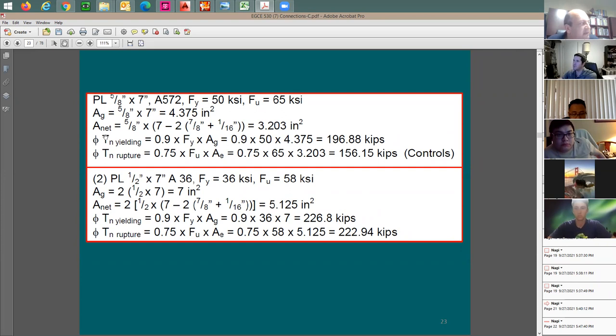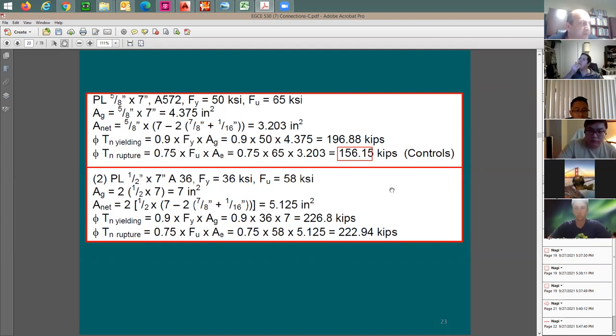Now I need to check the yielding and the rupture for this plate. 0.9, this is going to be the phi factor, F sub y, the 50, gross section area 4.375, and here we go, 196 kips. When it comes to the rupture, I use phi factor 0.75, times 65 times the net cross-sectional area, 156. Now this value here controls. So for this single plate, the strength is 156.